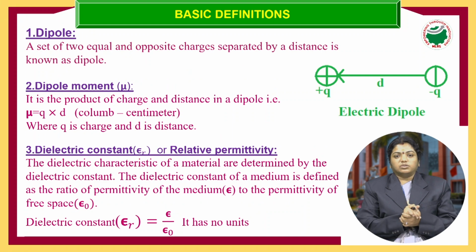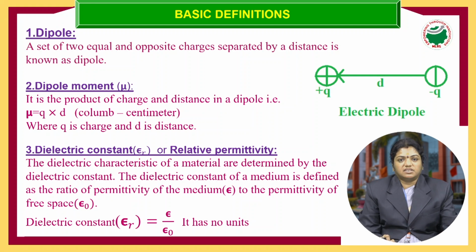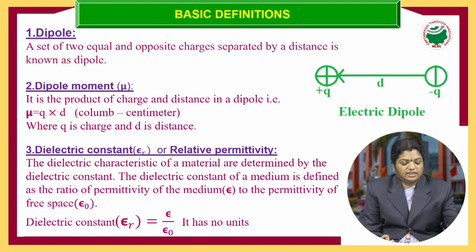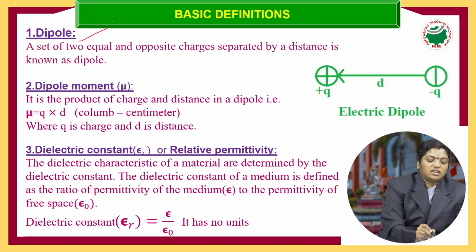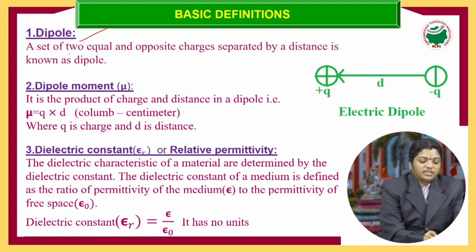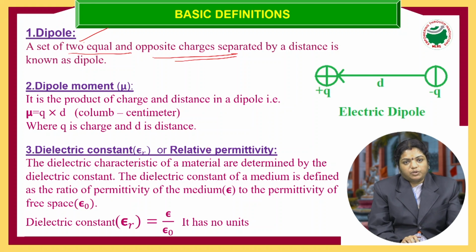So now we have to discuss some basic definitions about the dielectric materials. These definitions are very important. Whenever you understand these definitions, the next topics come very easily. So the first definition is the dipole. What is the meaning of dipole? A set of two equal and opposite charges separated by some distance.